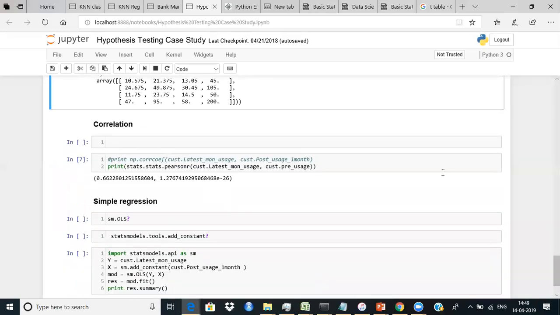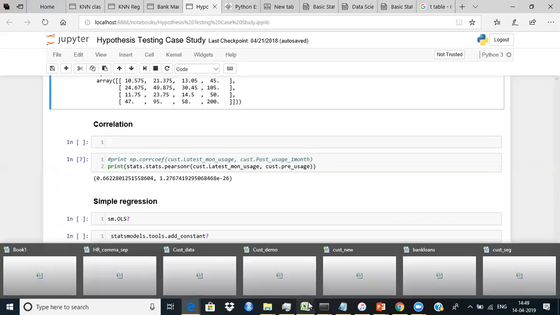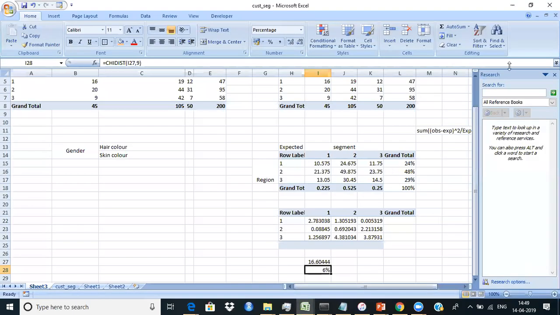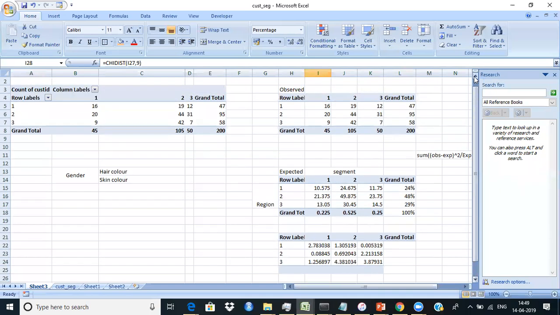Can you quickly summarize the Excel calculation once? Which part do you not understand? Actually, the pivot table itself, I don't know how to create it. So probably that's why.